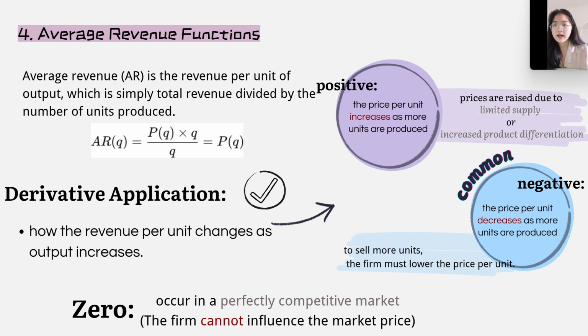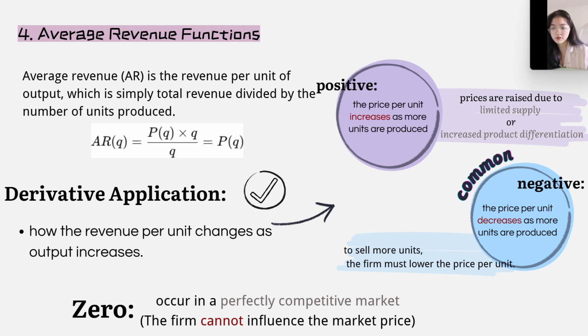It is not typical, as it might only occur in a market where prices are raised due to limited supply or increased product differentiation. Otherwise, if the derivative is negative, it means the price per unit decreases as more units are produced. It is more common, so if the firm wants to sell more units, then it must lower the price per unit.